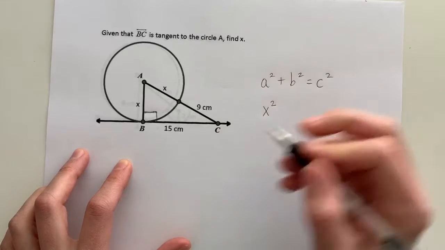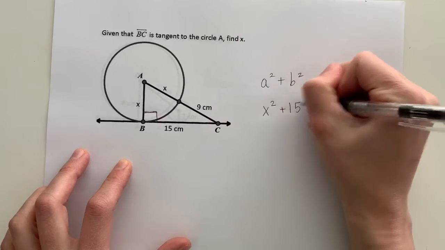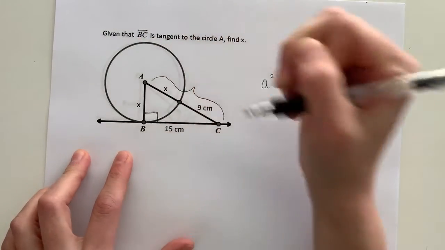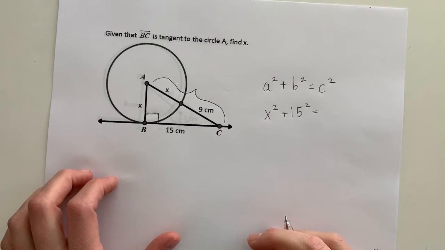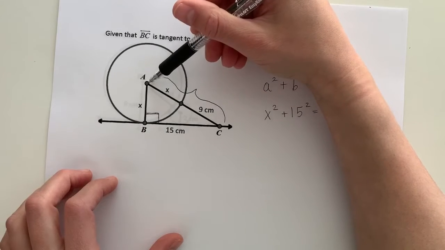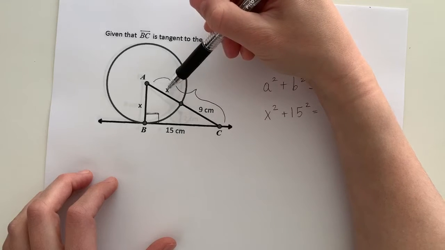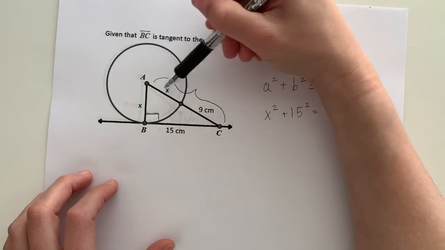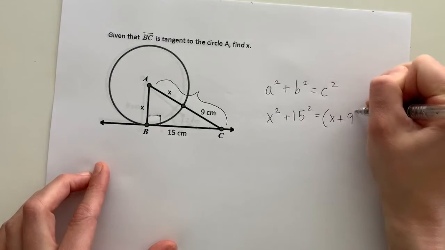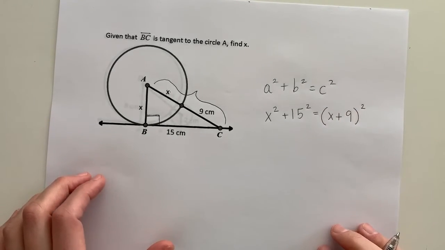So x squared is going to be a squared, and 15 squared will be b squared. Now, how am I going to express AC as a whole length? No matter what this value is, the way I figure out the entire length is by finding the sum of these two values. I can express that using x as x plus 9. And that's my c, so I need to square that.